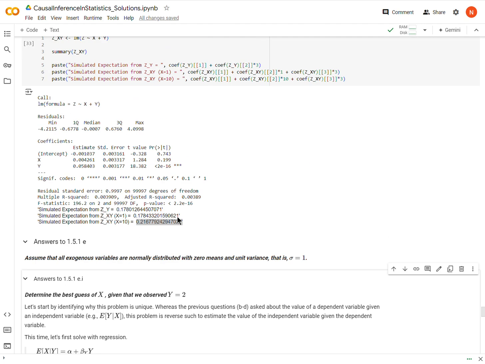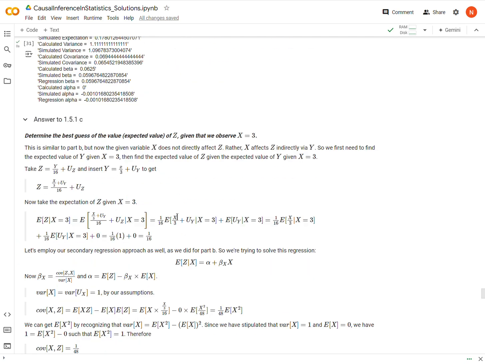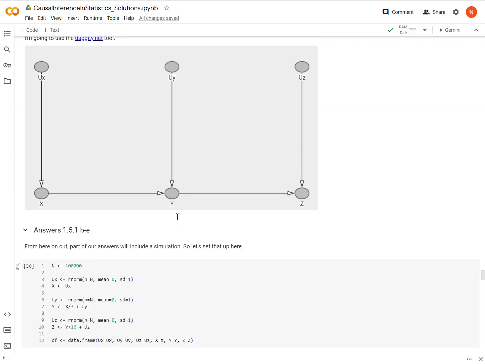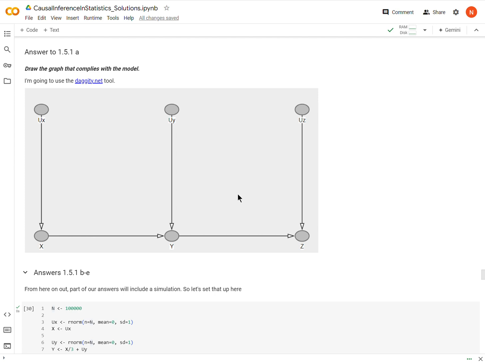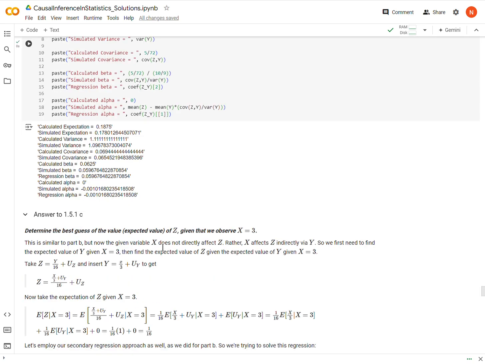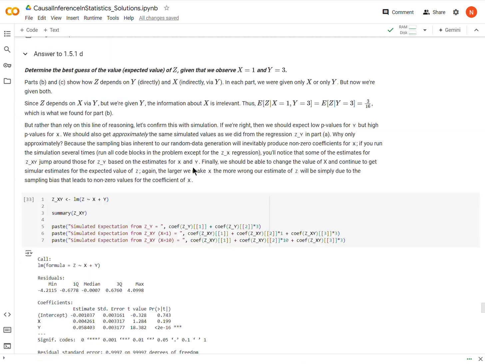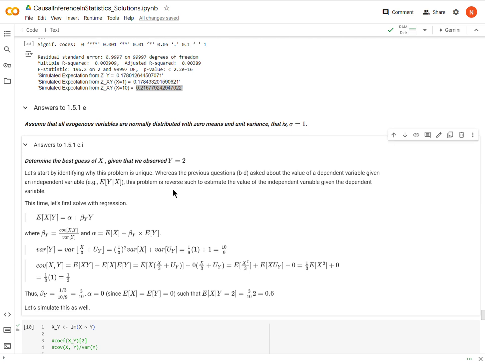Let me start by pointing out that this is a different type of question than what we've been asked so far. So far we've been asked questions like, what is a variable given one of its causes? What is the value of y given x? What is the value of z given y? But now we're being asked something different: tell me the value of the causal variable given the effect variable. So I'm just flagging that.